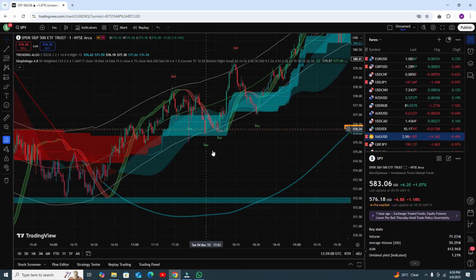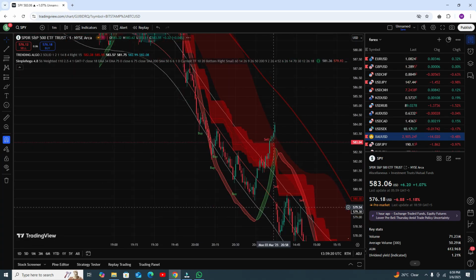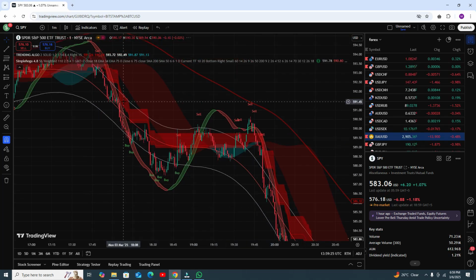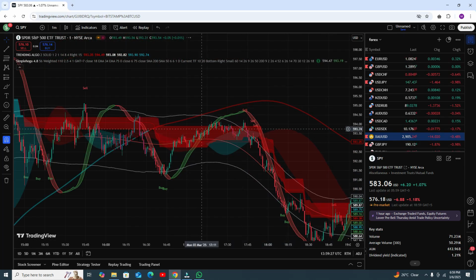Clouds are blue, the trend line is blue, and you got the buy signal, and the RSI should be below the lower band line. That is a strong buy signal. Let's discuss more. This one is a strong sell condition. That is a strong sell condition.